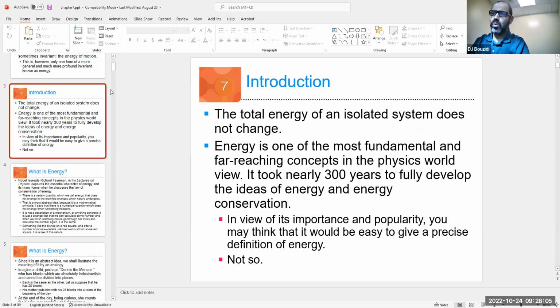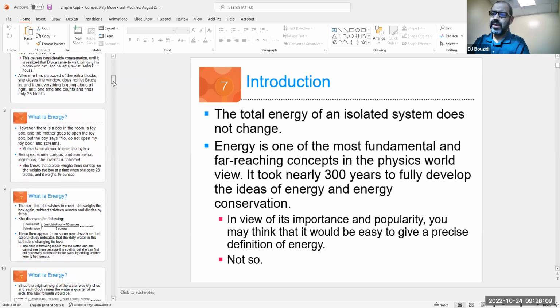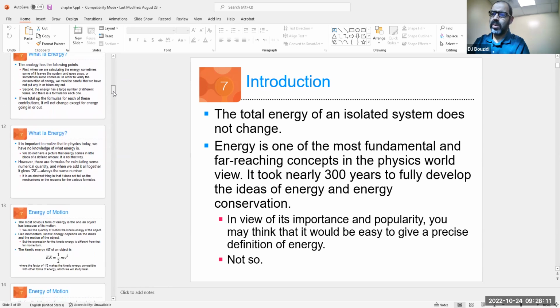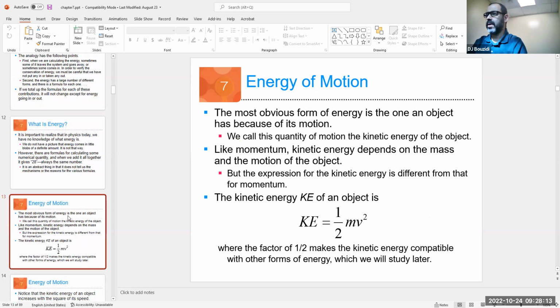The kinetic energy, there is no avoiding it. The kinetic energy, the fact that it's 1/2 times mass times velocity squared, is a quantity that is not going to be avoided. As long as you have velocity for an object, it has kinetic energy. This is the energy of motion.